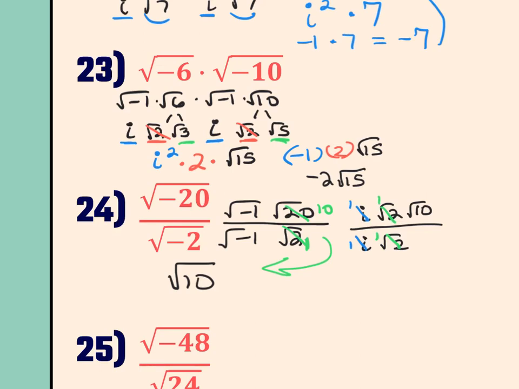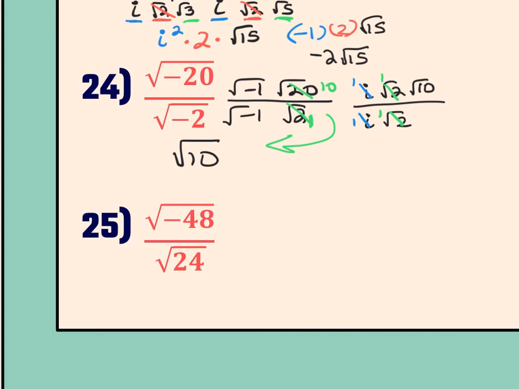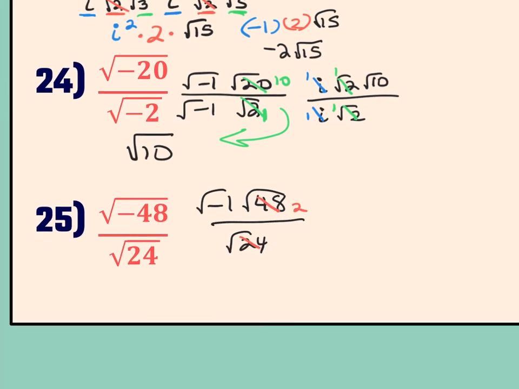Let's try 25. So again, negative 1 times 48 over the square root of 24. So here, if you would rather just divide 24 and 48 and make this a 2, and then square root the -1, make it an i. That'll go right to the answer.